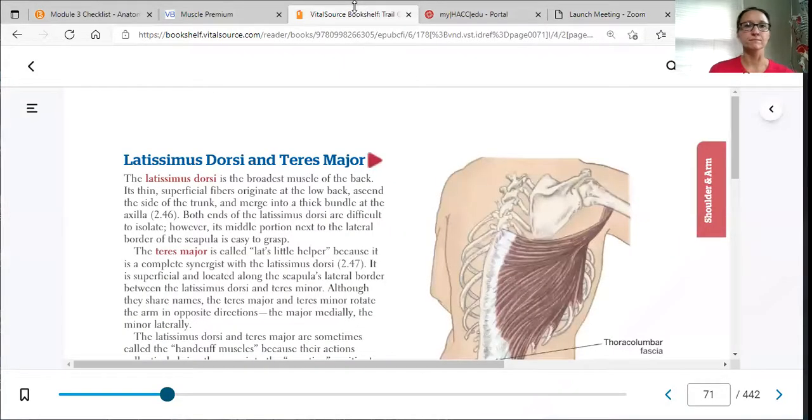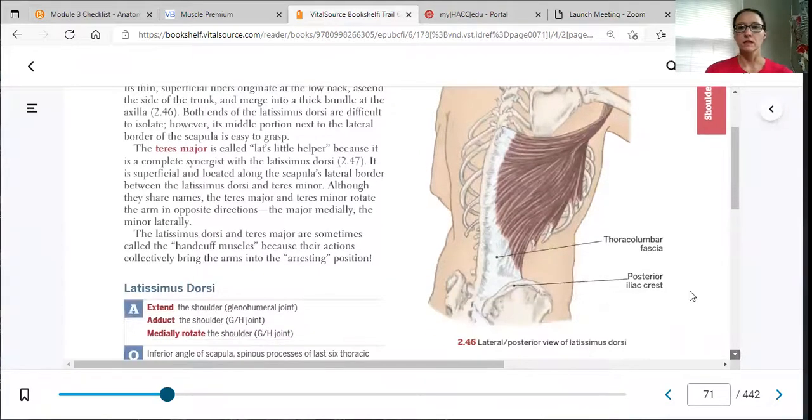There we are. Okay, so Latissimus dorsi and Teres major. This is Latissimus dorsi right here. See, it is broad, it is flat, it is superficial, like trapezius. So it is the most superficial muscle in this area. However, like I said, it's very difficult to palpate simply because it is so thin. Usually you feel what's deep to it, not latissimus itself.